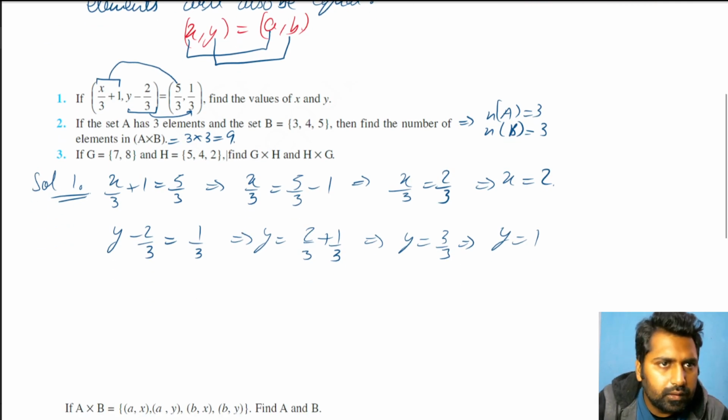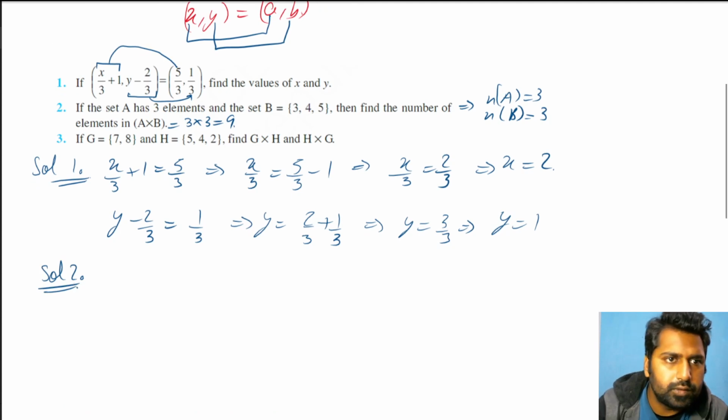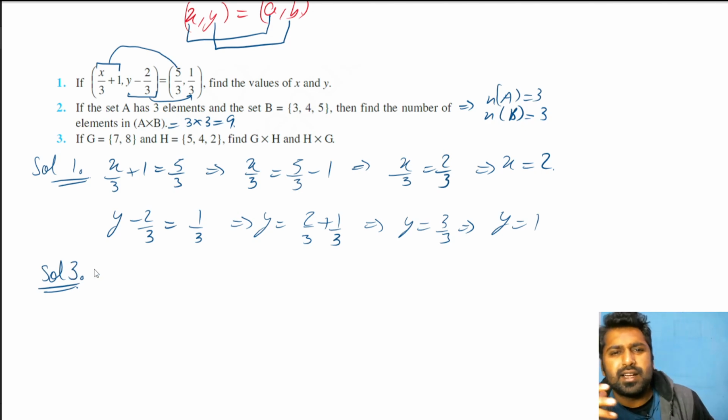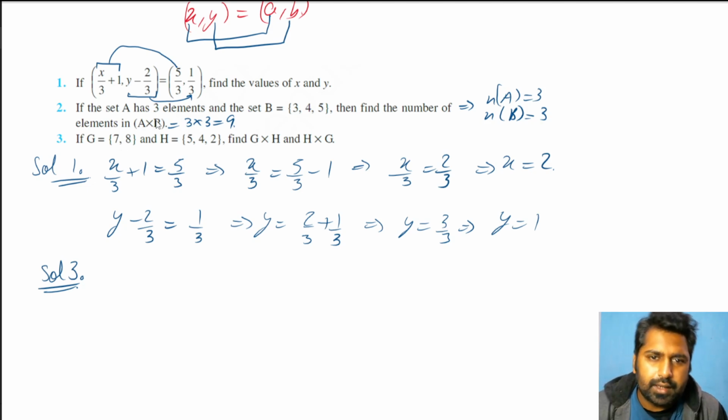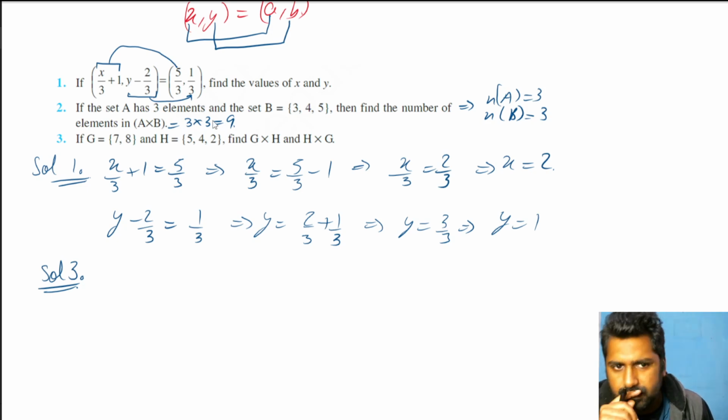Let's create some space here. Two we have already done. I hope these first 2 examples that I have discussed are very straightforward. The purpose of an ordered pair is that we can use it to represent a point in a 2D plane also. And the second one is pretty simple: the number of elements of A cross B is the number of elements of A multiplied by the number of elements of B.